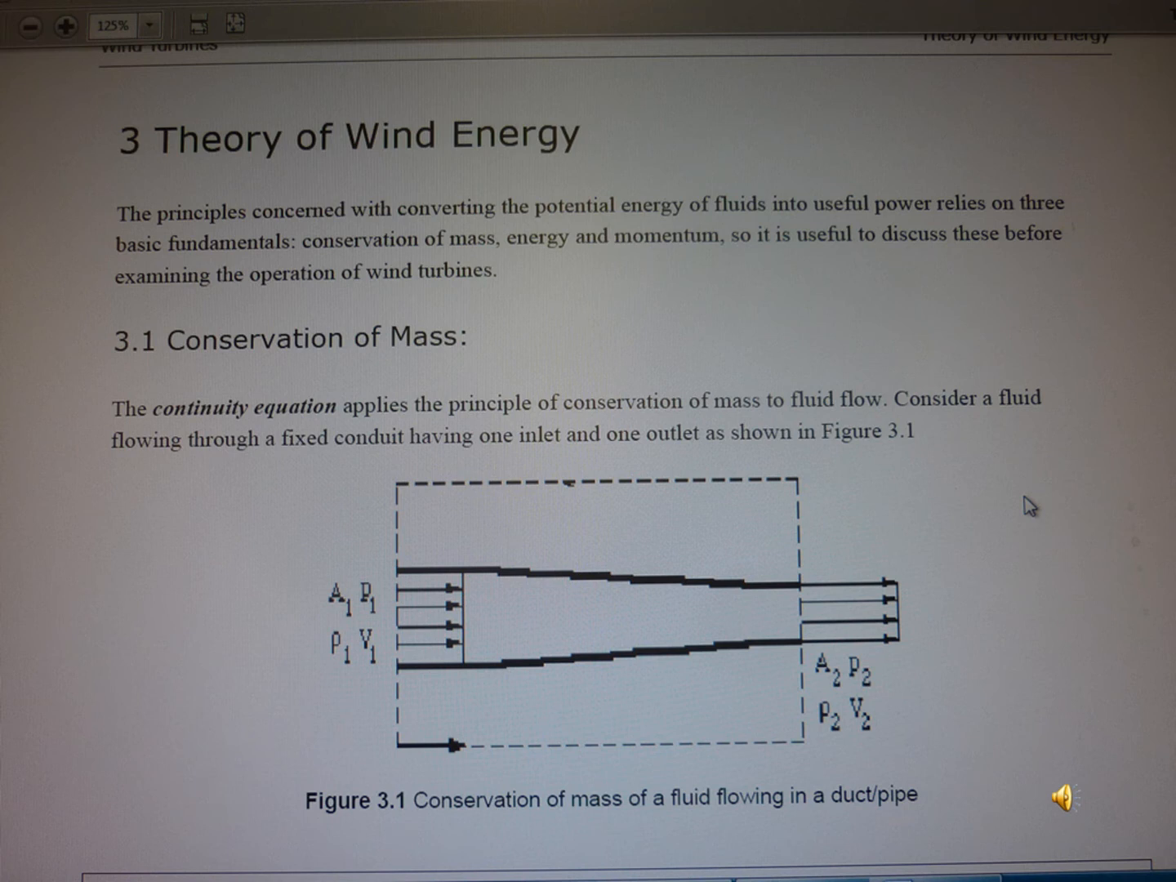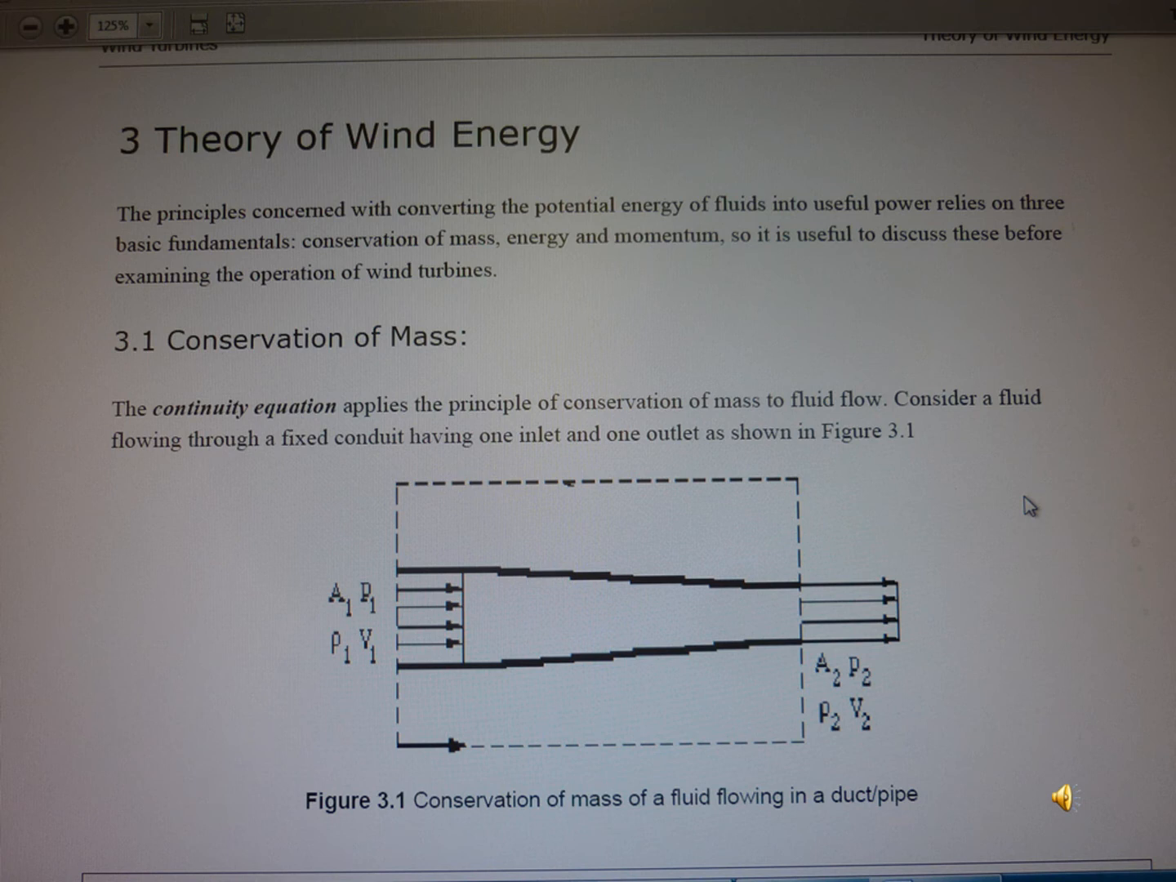Firstly, we talk about the conservation of mass. The continuity equation applies the principle of conservation of mass to fluid flow. Consider fluid flowing through a control volume having one inlet and one outlet. In this case, at the inlet the velocity is V1, the inlet area is A1, the pressure is P1, and the density is ρ1. The outlet has area A2, pressure P2, density ρ2, and velocity V2.